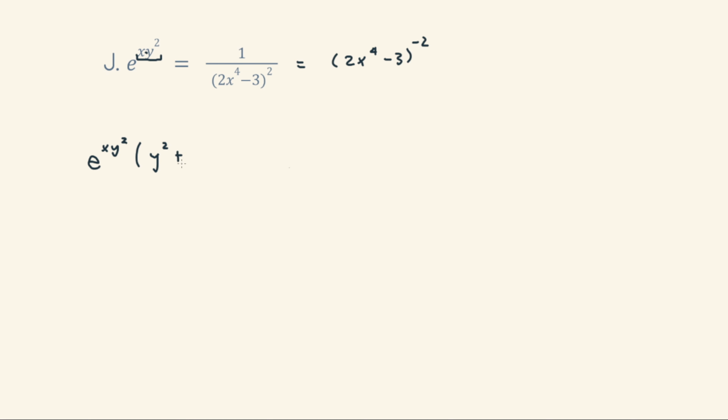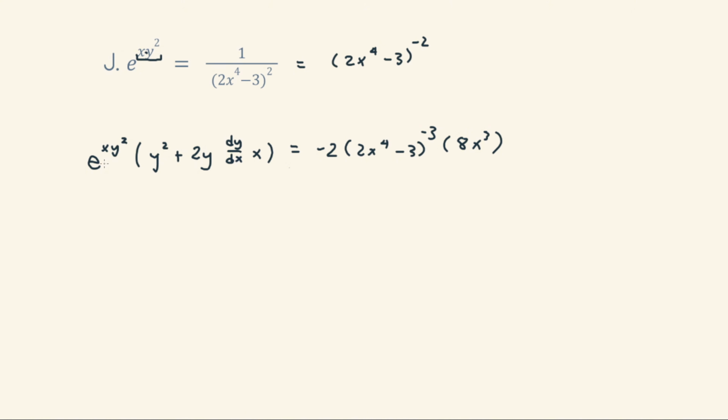And then we're going to add that to the derivative of y squared, so that's going to be 2y, and then we have a dy over dx. And then we multiply it by the first function, that x over here, okay? And that's going to be equal to the derivative of this over here. That's going to be minus 2 times (2x to the 4 minus 3) to the minus 3. And then we have to take the derivative of the inside. That's just going to come out to 8x cubed, yeah?